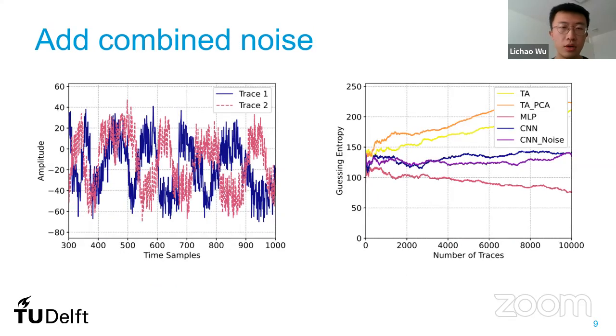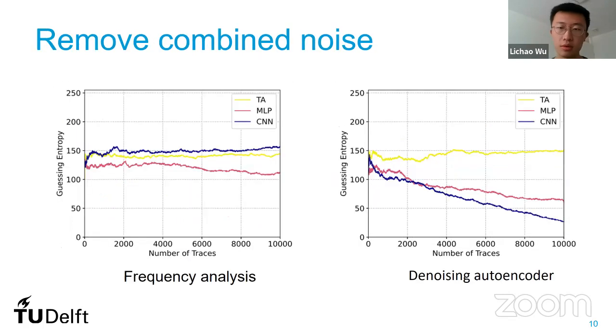Then we go to a more extreme case. We add all of the countermeasures and noise into the traces, which makes the traces super noisy. As expected, with the best attack method, the key cannot be retrieved, and we do not even see the guessing entropy converging. However, with the denoising autoencoder, you can clearly see on the right graph that the guessing entropy is converging to 30 with 10,000 traces. As a benchmark, for the frequency analysis, the guessing entropy is just flat, meaning that the built PDF does not learn anything.